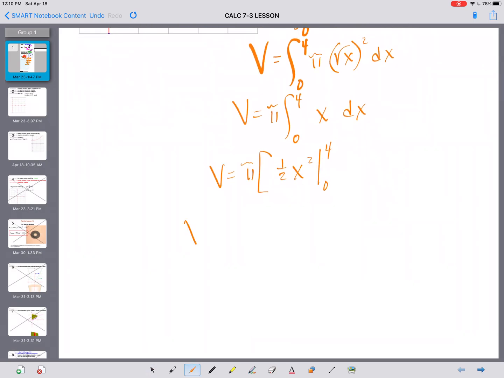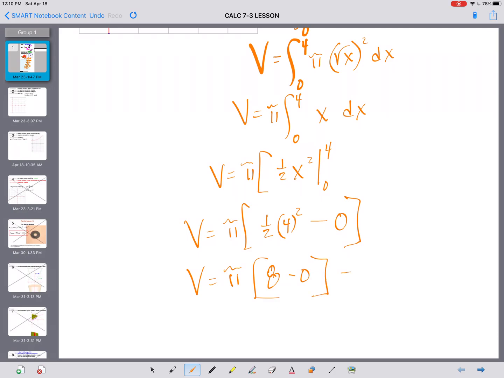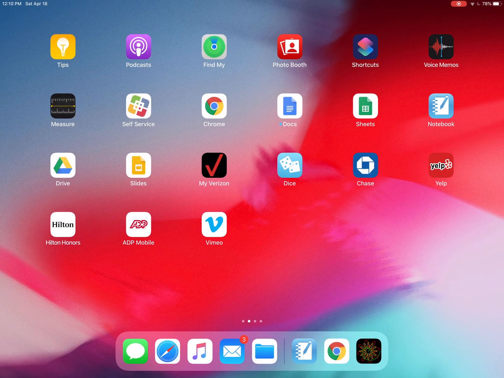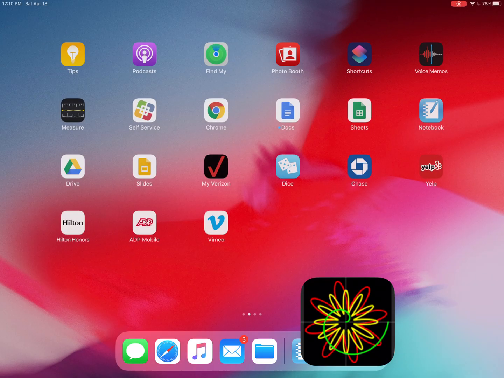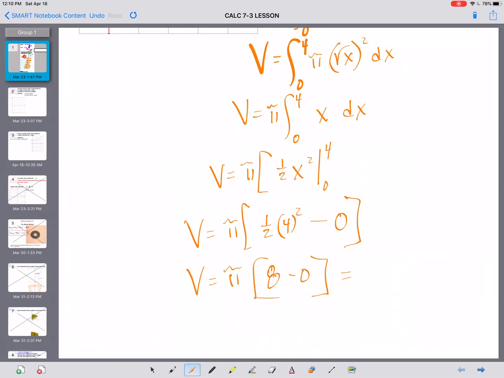Here we go. We've got volume is pi. We leave the pi till the very end. Let's plug in the 4 first. We've got 1/2 times 4 squared, minus plug in 0, you get 0. Let's see what we've got. 4 squared is 16. 16 times 1/2 is 8. 8 minus 0 is just 8. Let's do 8 times pi. Okay, our answer, 8 pi. There it is, 25.13.